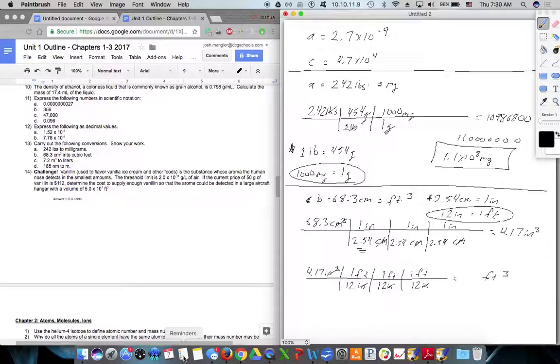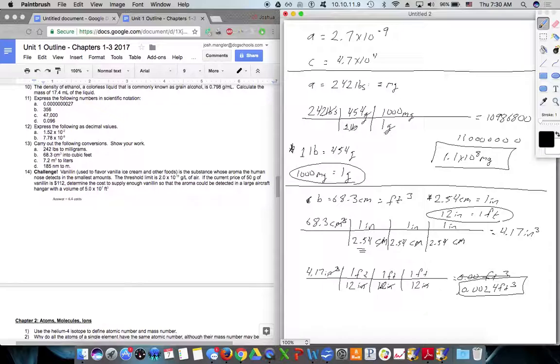So divide by 12 cubed, 0.00, I'm going to have to run a room, 0.0024 feet cubed. Now if you're struggling with either C or D, that's what you need to make sure you do, is the cubing of the conversion factors.